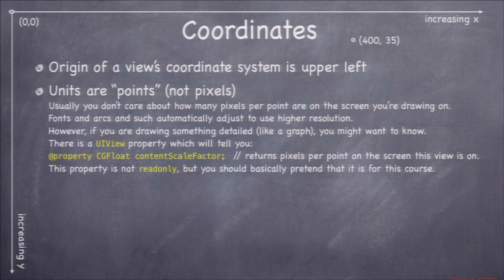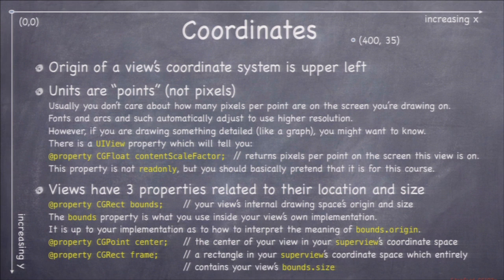Okay. How many pixels per point are on the display that your view is in? You can find out by using this UIView property contentScaleFactor. So it would return 2, for example, on a retina display, because there are 2 pixels per point on a retina display, 1 on a non-retina iPad, for example. Probably not going to need to use that property in this class this quarter. In previous quarters, we've played around with it, but not this quarter.